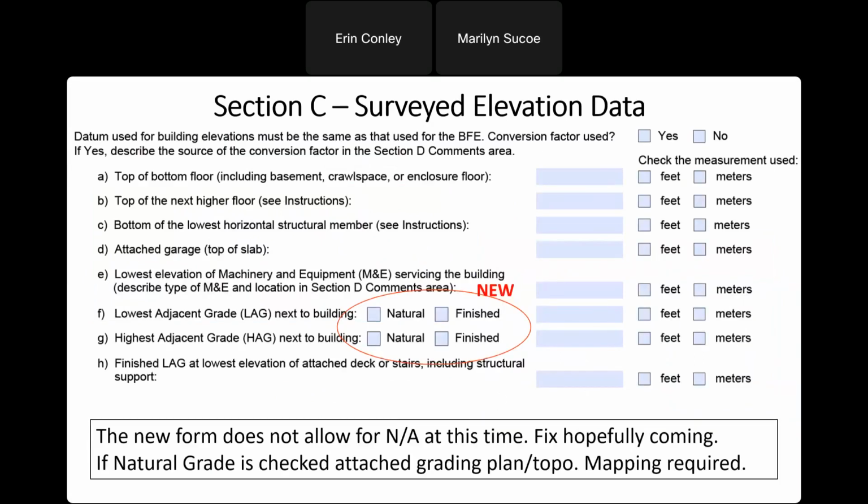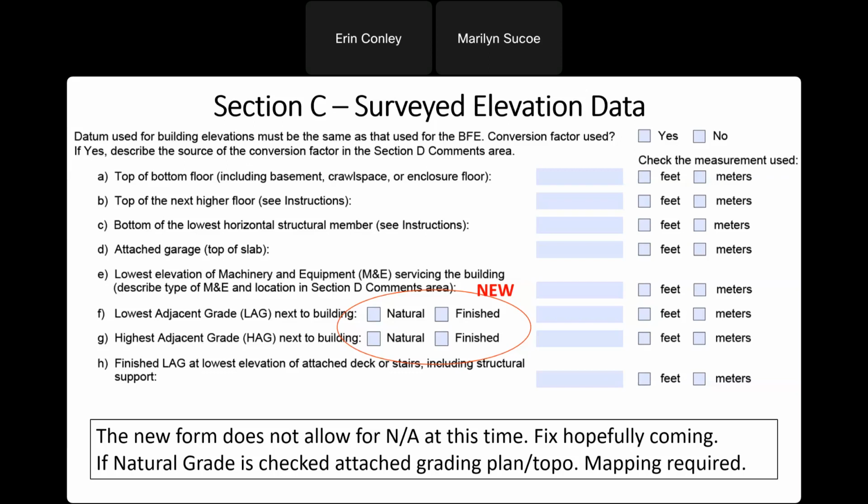So now on section C, under lowest adjacent grade and highest adjacent grade, they are asking you if that was natural grade or if it's finished grade, as in newly backfilled ground. And of course, that is a factor if a home is being built with a basement or a crawl space in a floodplain and they are artificially raising that lowest adjacent grade. That is when a home will be denied a Letter of Map Amendment.